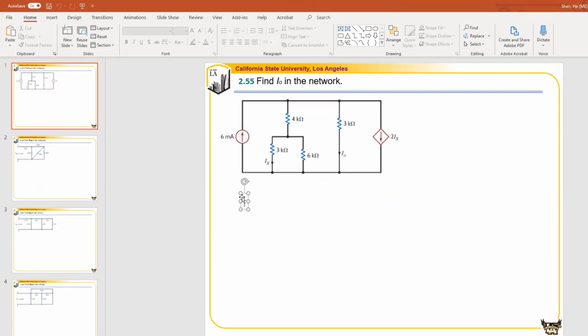So step one, we're going to apply KCL to a node. Let's say I'm going to define this as my node A.